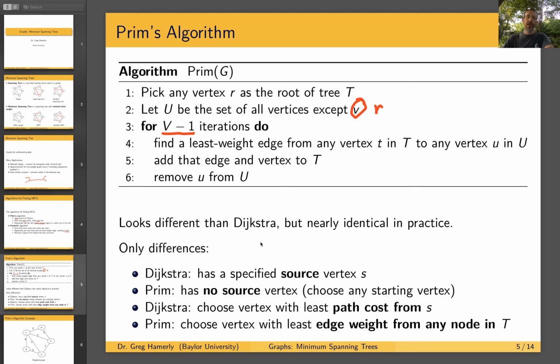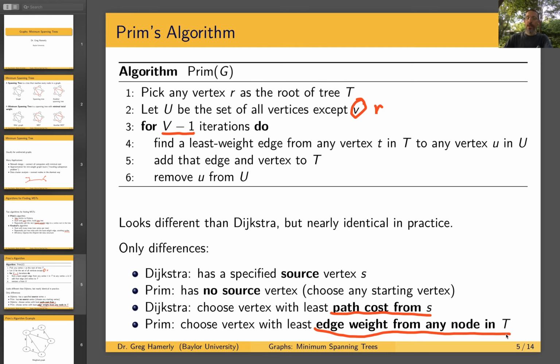Here are the key differences between Dijkstra's algorithm and Prim's algorithm. Dijkstra's algorithm has a specified source vertex S, and as we see with Prim's algorithm, there is no specified source. We just chose a vertex R as our root, our starting point. And then the real difference is this. In Dijkstra's algorithm, we always choose as the next vertex to explore the one with the least path cost from the source, and the source was specified as input. In Prim's algorithm, we choose the vertex with the least edge weight from any node in T to some vertex that hasn't been connected yet.